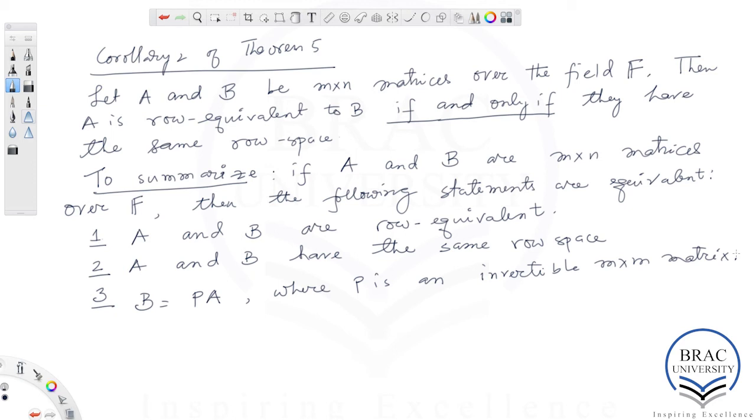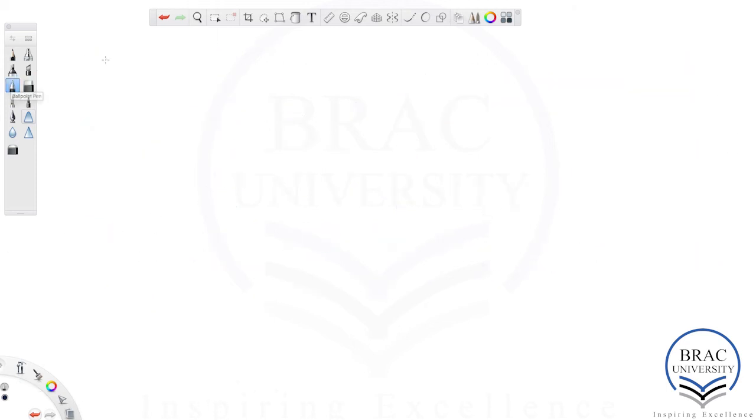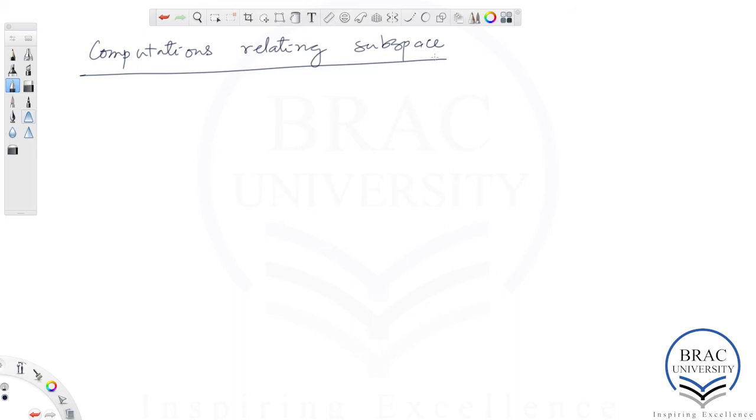Now, we move to computations concerning subspaces. Our next topic is going to be computations relating subspaces. First, I will describe the general method to do these computations. Then I'll show you by means of example how to do that.